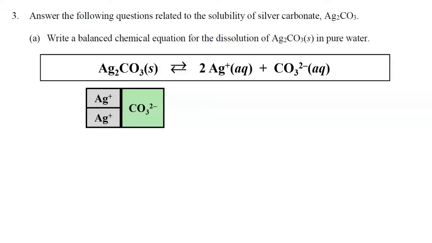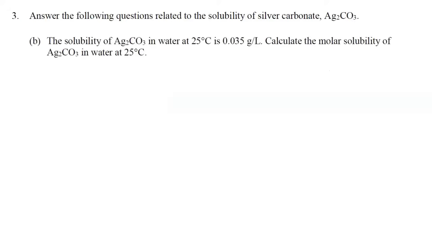Don't forget to balance the equation, and don't forget to include the charges. So 1 mole of silver carbonate produces 2 moles of aqueous silver ions and 1 mole of aqueous carbonate ions. So in part B, we are given the solubility in units of grams per liter. First, we're going to convert that into units of moles per liter, and then in part C, we're going to calculate the value of KSP for this compound. So we're going to start with grams per liter and then calculate the molar solubility in units of moles per liter.